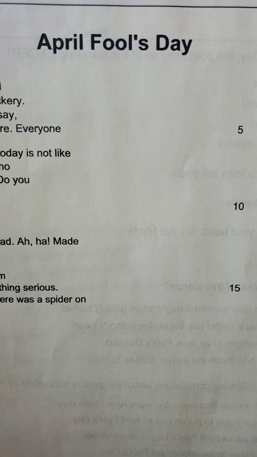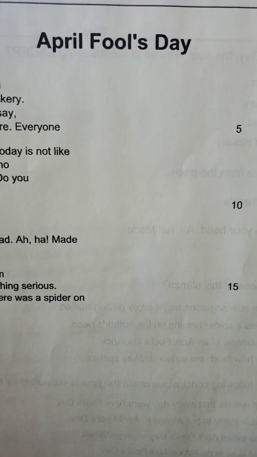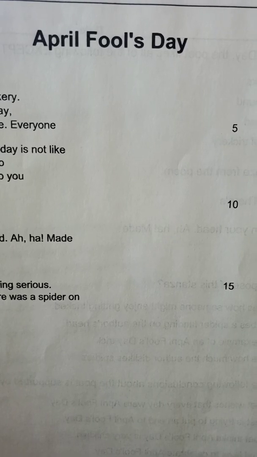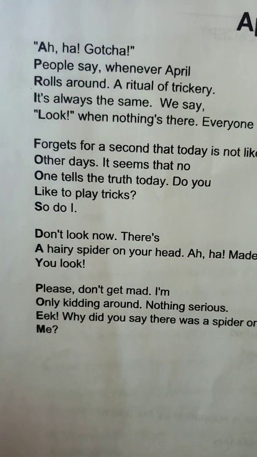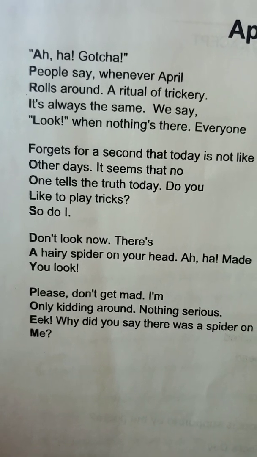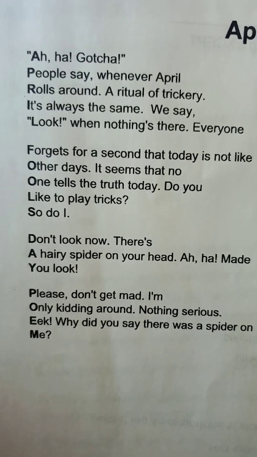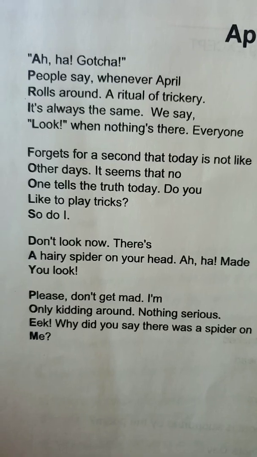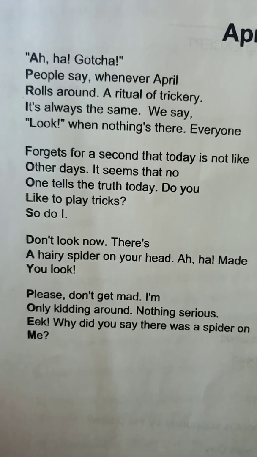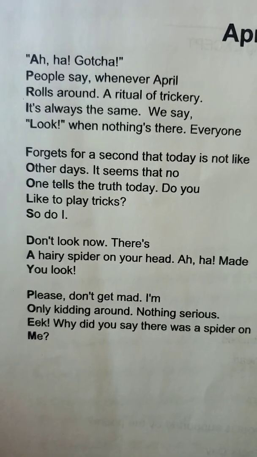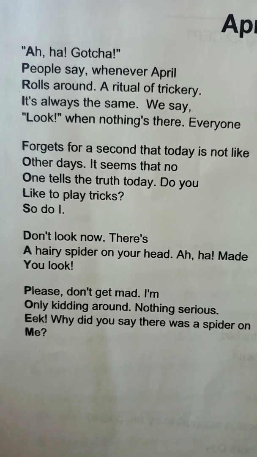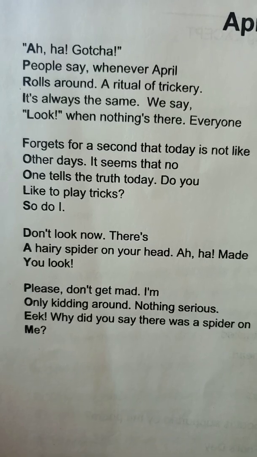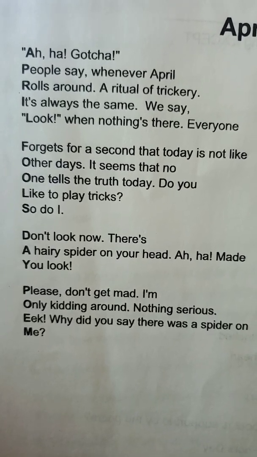This video answers comprehension questions about the acrostic poem, April Fool's Day. In an acrostic poem, the first letter or the last letter in each line spells a particular word or phrase. In this instance, stanza 1 spells April, stanza 2 spells fools, stanza 3 spells day, and stanza 4 spells poem.